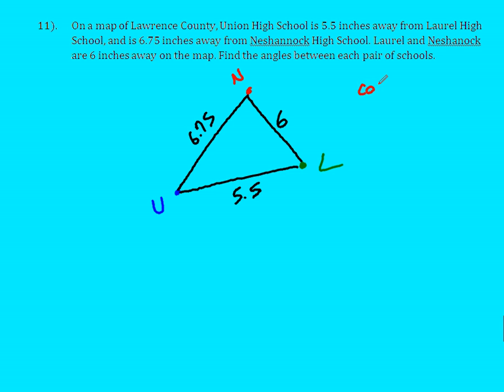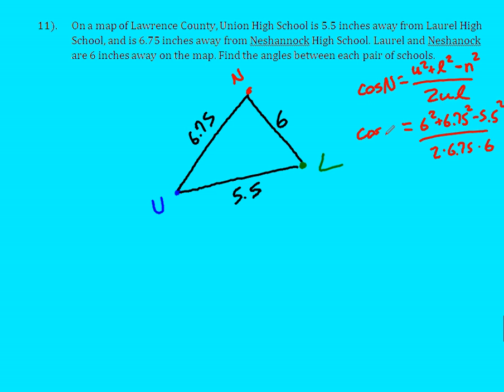To do that, cosine of N will equal U squared plus L squared minus N squared over 2UL. Plug and chug, I should have 6 squared plus 6.75 squared minus 5.5 squared over 2 times 6.75 times 6. That's what cosine of N equals. So that means cosine of N will equal 0.6335, or that angle N is equal to 50.69 degrees. Same thing, we got to go to the next smallest.